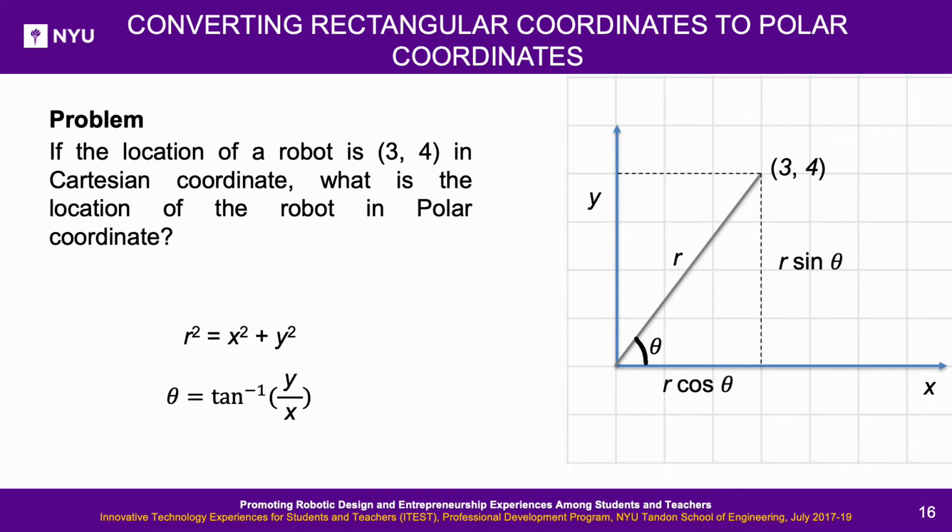Converting rectangular coordinates to polar coordinates. Problem. If the location of a robot has rectangular coordinates, 3, 4, what are its polar coordinates?